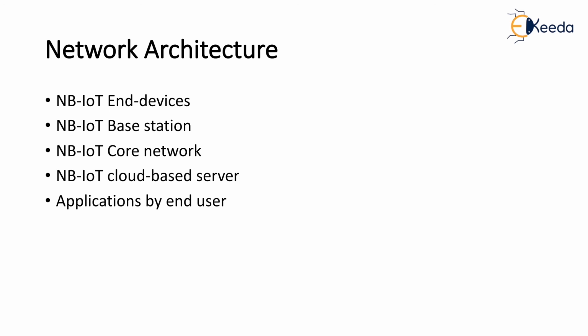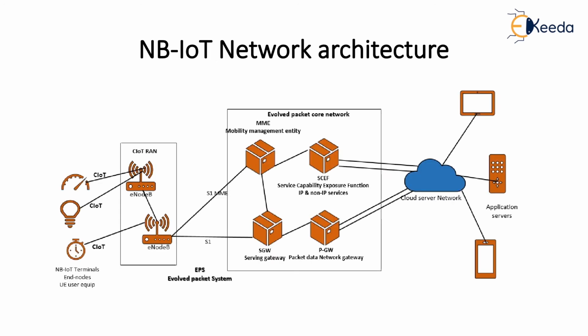So the applications are used by the end user to collect the data from the nodes or sensors for a specific purpose. So here in the architecture, the evolved packet core network has the mobility management entity, MME, which connects to the cloud server and then to the application server. Then there are the CIoT RAN and the eNodeB. So NB-IoT terminals, N nodes, and UE is the user equipment, and EPS is the evolved packet system.